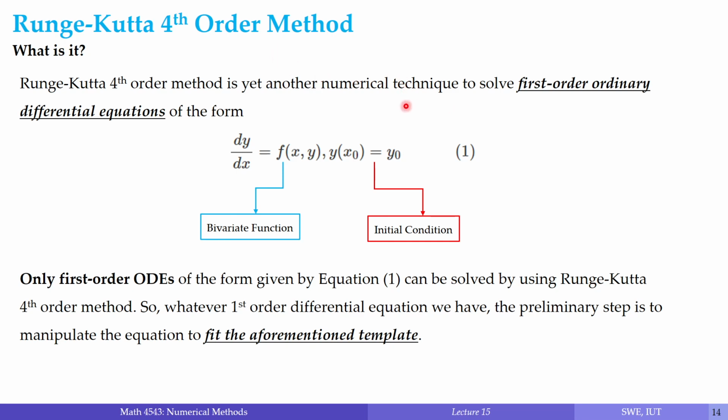The theory is that it's yet another numerical algorithm to solve first order ODEs. So of course the form will be something like this: dy/dx is a bivariate function f of x, y, where an initial condition has to be given to us. We need to know the value of the dependent variable y at a particular point x naught.